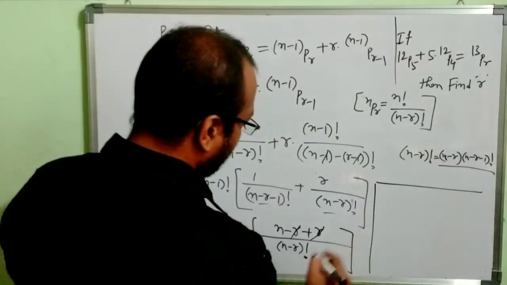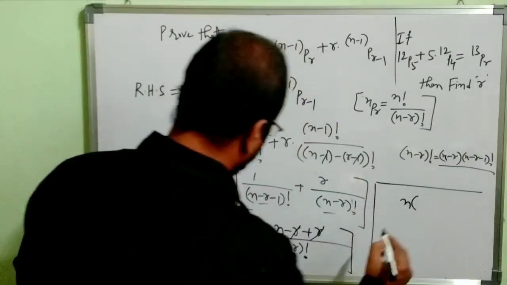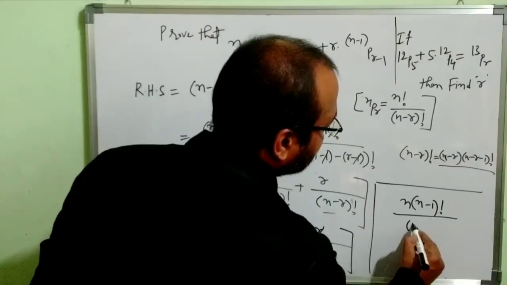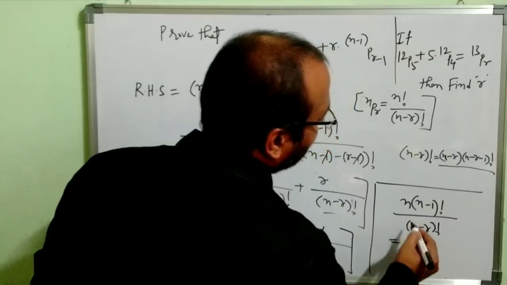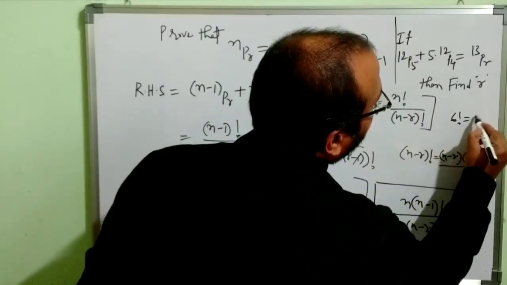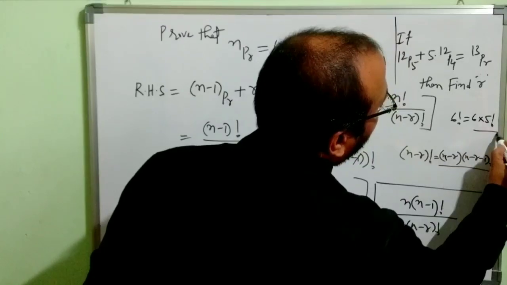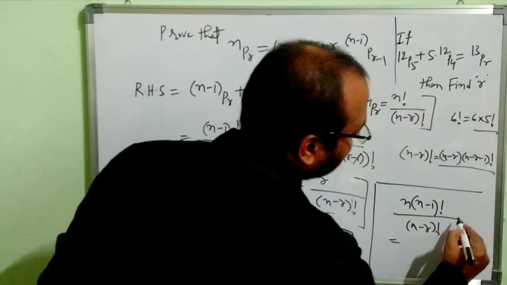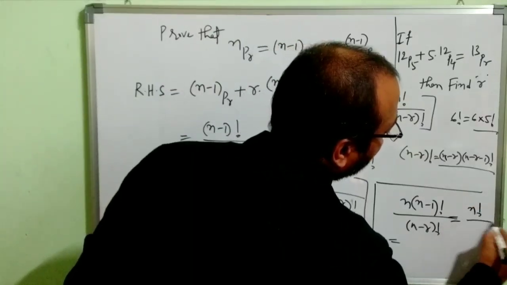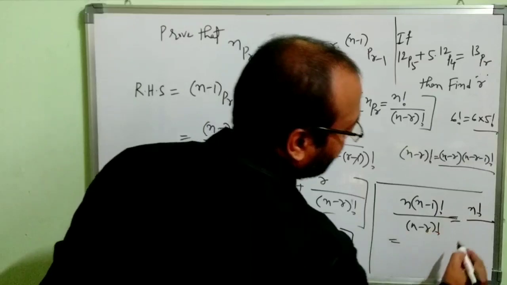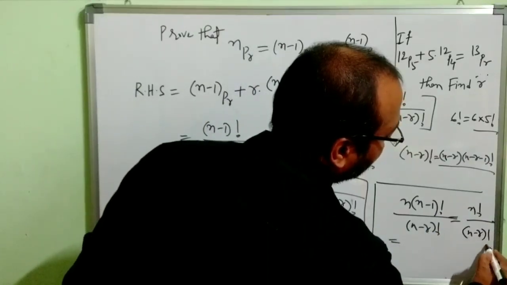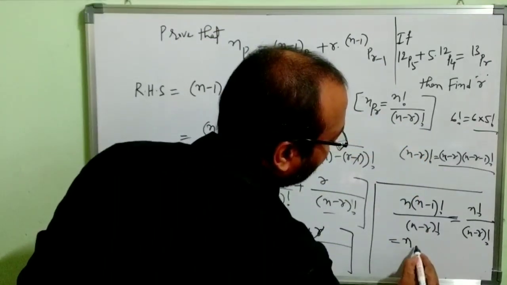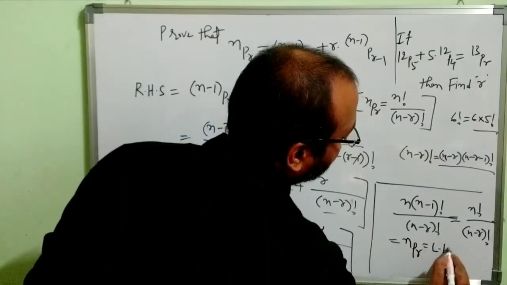Then automatically what we can get here? n is here, into (n minus 1) factorial, by (n minus r) factorial. We already know 6 factorial is nothing but 6 into 5 factorial. If 6 into 5 factorial is there, we can write 6 factorial. In the same manner, n into (n minus 1) factorial we can simply write as n factorial. So n factorial by (n minus r) factorial is nothing but nPr. This is our LHS part.